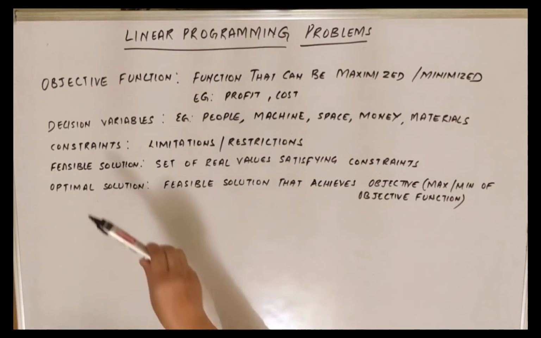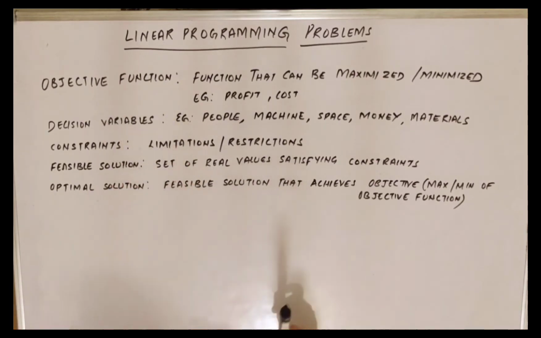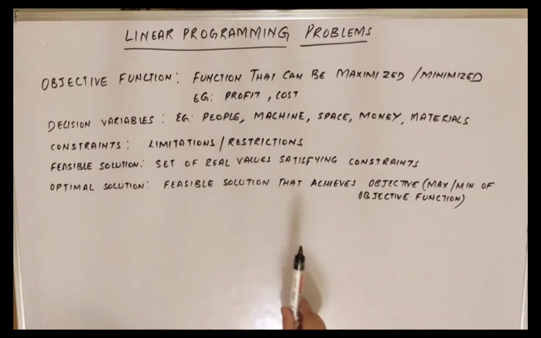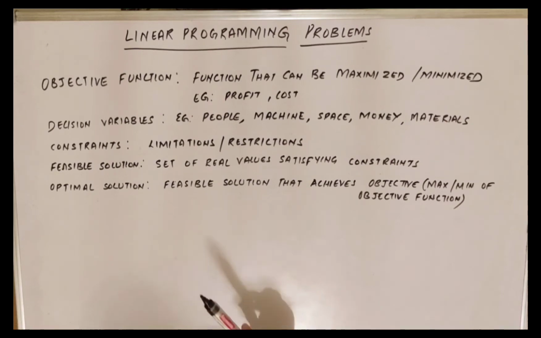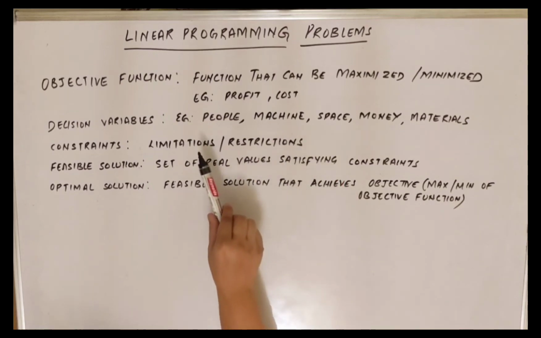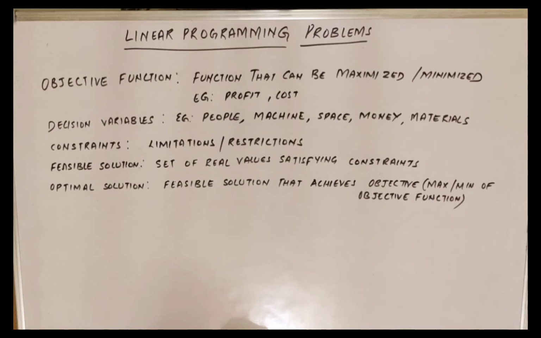So what's an objective function? An objective function is a function that can be maximized or minimized. Decision variables: all of these resources that are used in a particular business or industry are variables. We call them variables because they don't have a fixed value. They can increase or decrease in all of these resources, be it people, machines, space, or money.